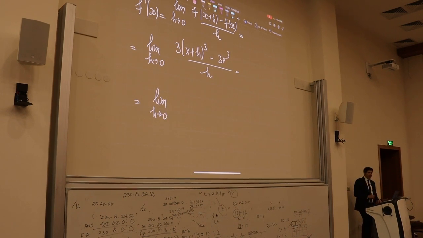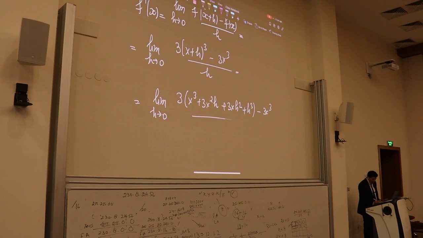If you don't, it's okay. So it is going to be 3 times x cubed plus 3x squared h plus 3x h squared plus h cubed, minus 3x cubed, divided by h. Then I'm going to again cancel lots of things here, right? So I can cancel, for example, this 3. Oops, sorry. I cannot cancel this 3. I can cancel 3x cubed with 3x cubed. I can cancel with this h, this h, this h, and this h.